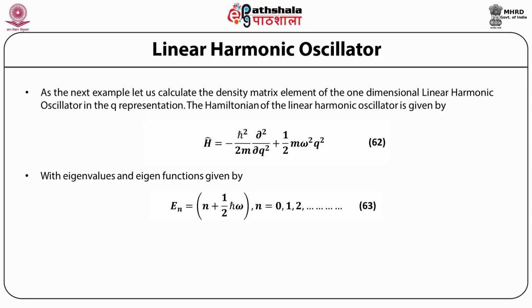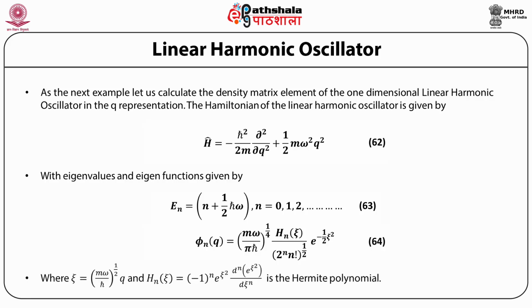and phi_n(q) is equal to (m omega divided by pi h bar) raised to power 1/4 times H_n(xi), where H_n(xi) is the Hermite polynomial, divided by (2 raised to power n factorial) raised to power half, e raised to power minus half xi squared, where xi is equal to (m omega by h bar) raised to power half q, and H_n(xi) is equal to minus 1 raised to power n e raised to power xi squared multiplied by the nth derivative of e raised to power minus xi squared with respect to xi, the Hermite polynomial.